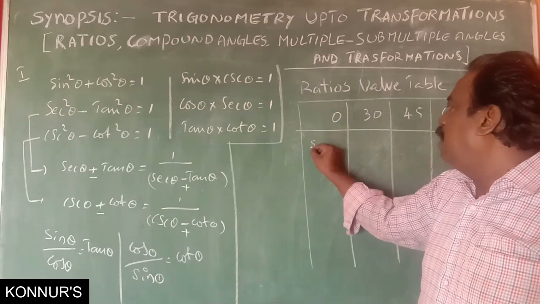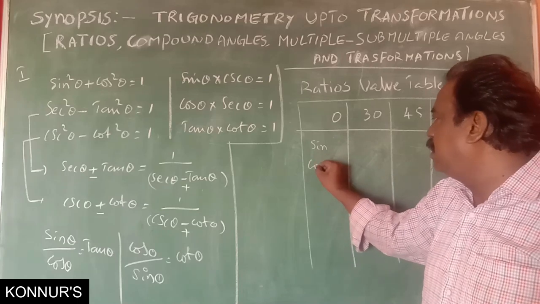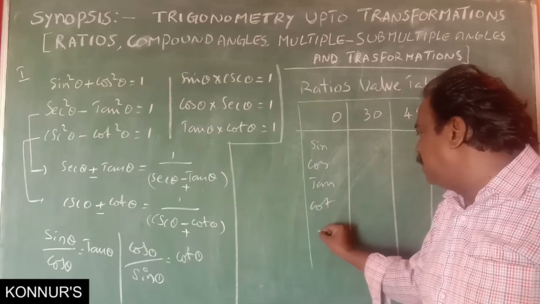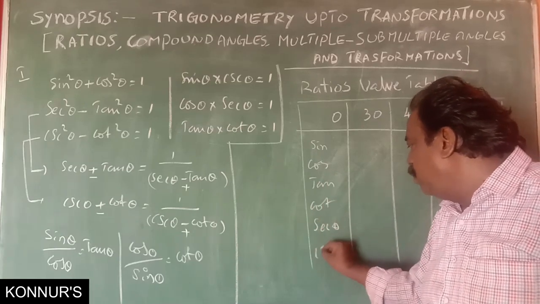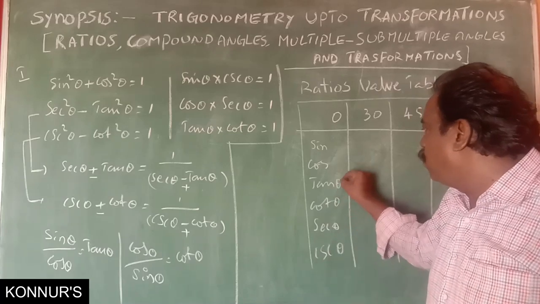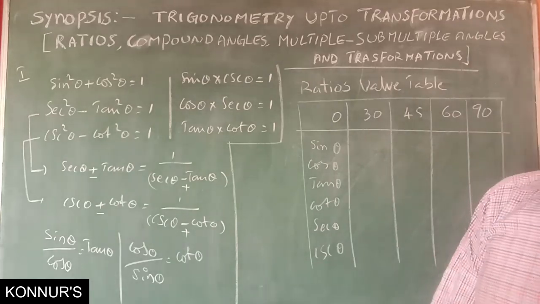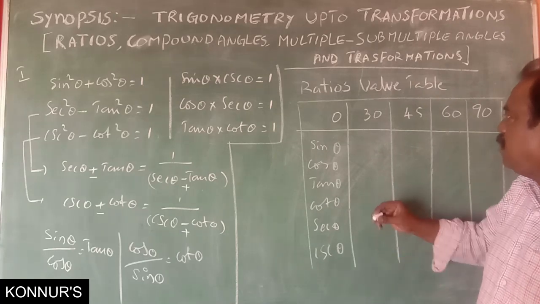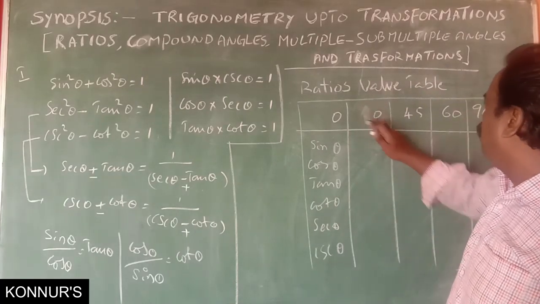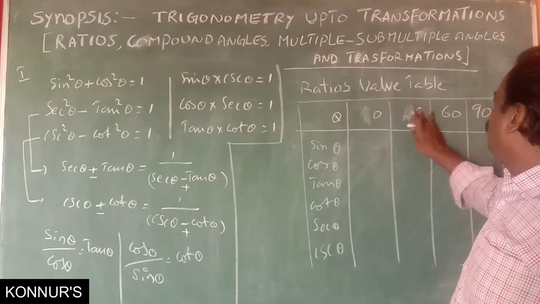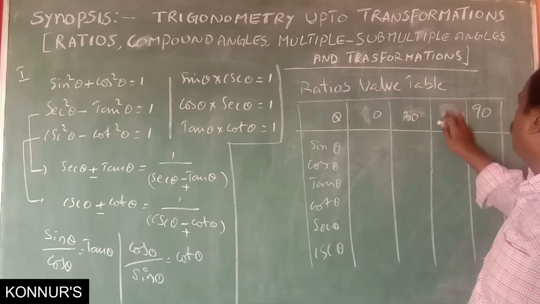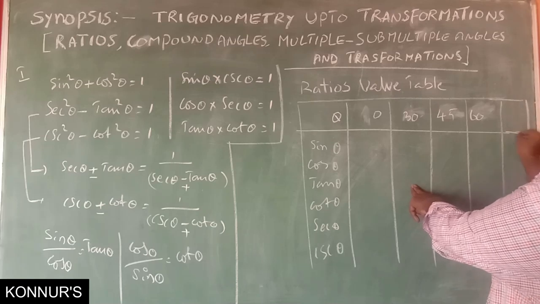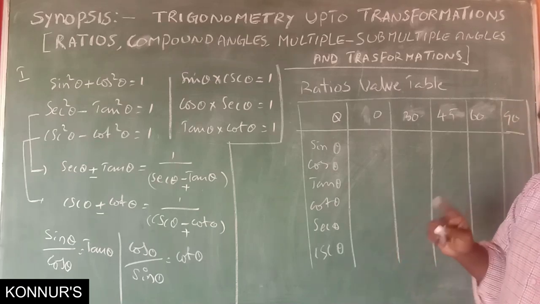Okay, now I want to finish it. It is sin, cos, tan, cot, secant, cosecant. Okay, now. See, this is theta: 0, 30 degrees, 45 degrees, 60 degrees, and 90 degrees. Okay.